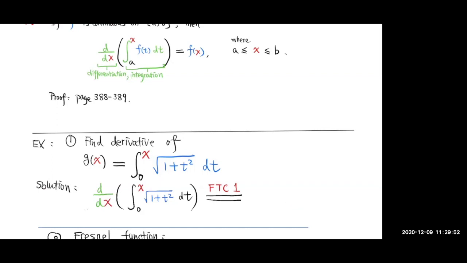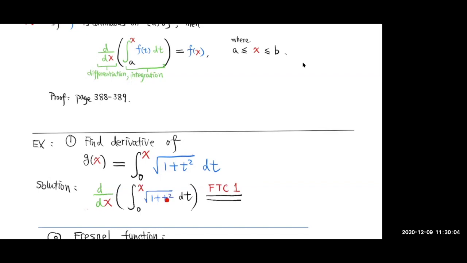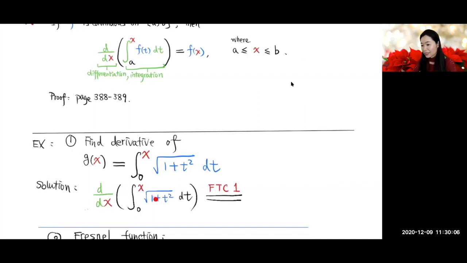Probably we need to substitute all the t's for x. Yeah, so you end up with the same function that you start with, except this time you replace the t here by x. Yeah, you got it. So replace the t here by x, the same function you start with.